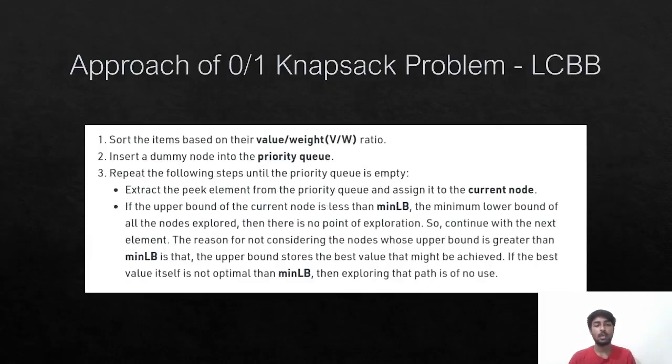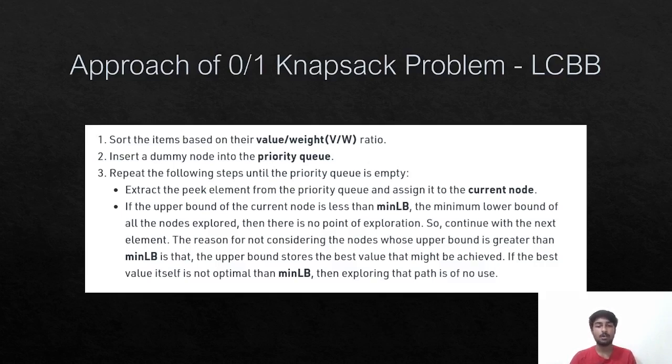Next, we'll look at the approach of the least cost branch and bound strategy. First, we sort the items by their value by weight ratio and insert a dummy node into the priority queue. We repeat the next few steps until the priority queue is empty. So, we extract the peak element from the priority queue and assign it to the current node. If the upper bound of the current node is greater than the minimum lower bound of all the nodes explored, then there is no point of exploration. So we continue with the next element.